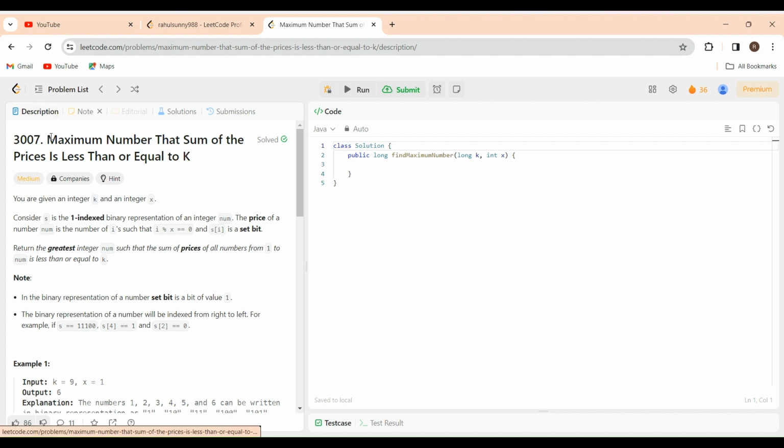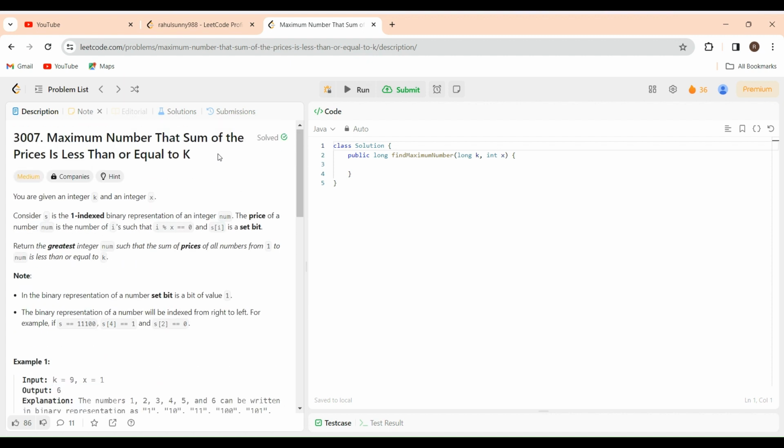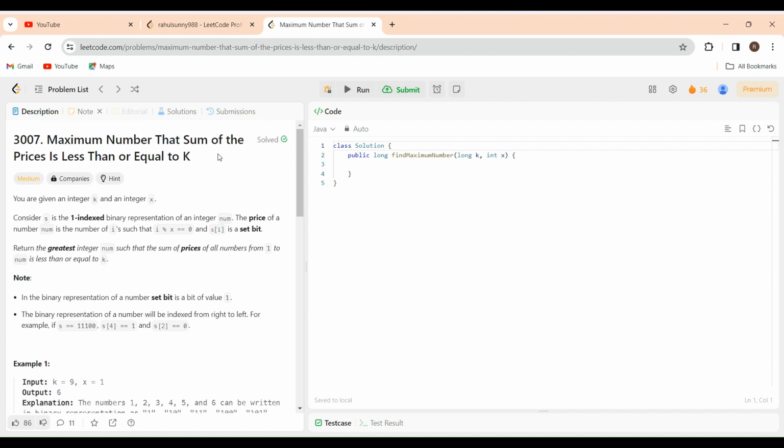As many people requested this problem, I have solved it and I'm going to post it at 4 p.m. The problem is "Maximum Number That Sum of the Prices Is Less Than or Equal to K". First of all, we will try to understand the problem statement.